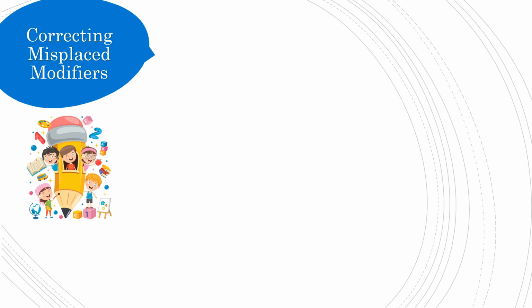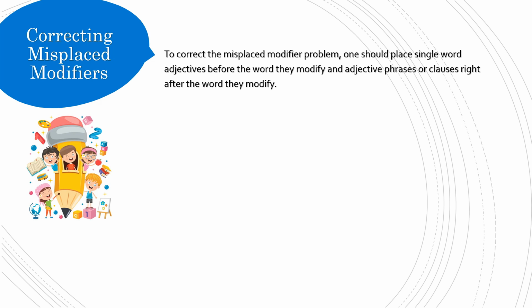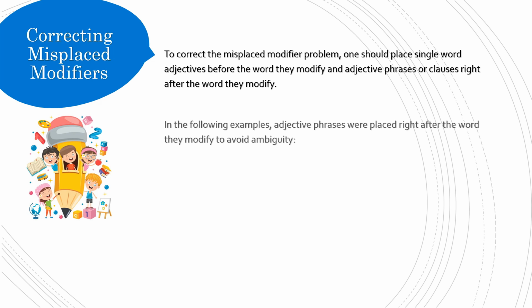Correcting misplaced modifiers. To correct the misplaced modifier problem, one should place single-word adjectives before the word they modify and adjective phrases or clauses right after the word they modify. In the following examples, adjective phrases were placed right after the word they modify to avoid ambiguity.